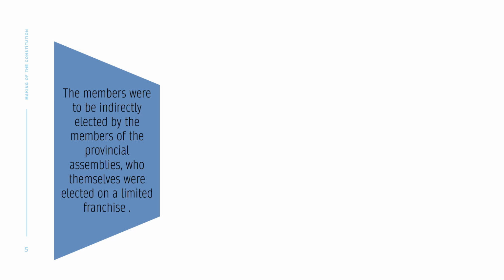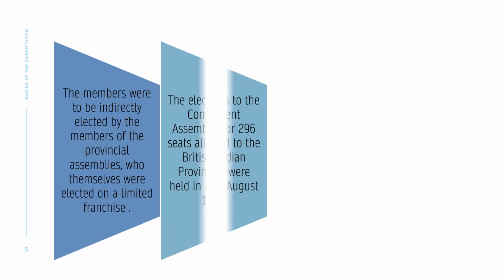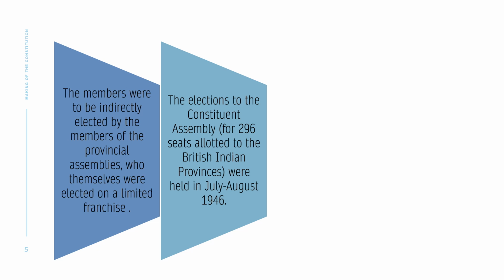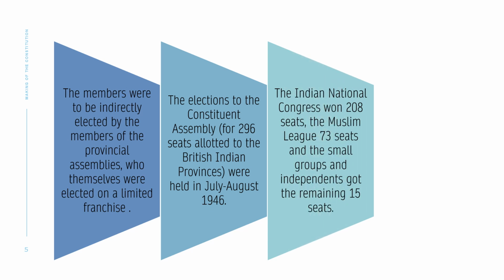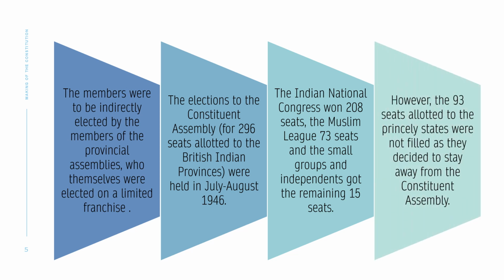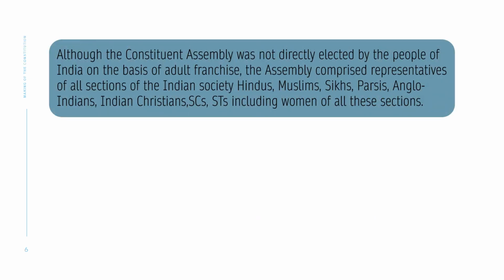They were elected on a limited franchise. The elections to the British Indian provinces were held in July-August 1946. Indian National Congress won 208 seats and the Muslim League 73, and independent groups got 15 seats. The 93 seats allotted to the princely states were not filled as they decided to stay away from the Constituent Assembly. The Constituent Assembly was not directly elected by the people of India on the basis of adult franchise.